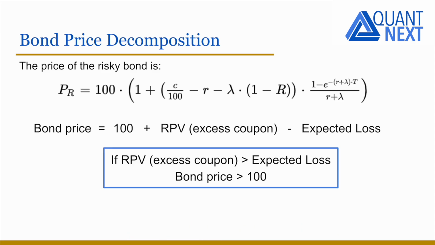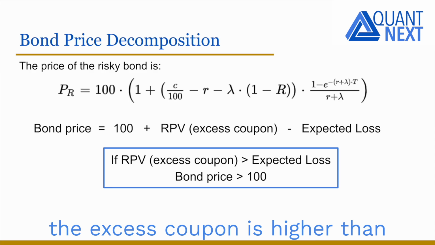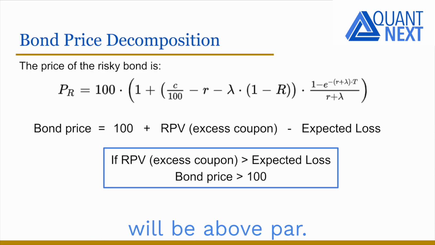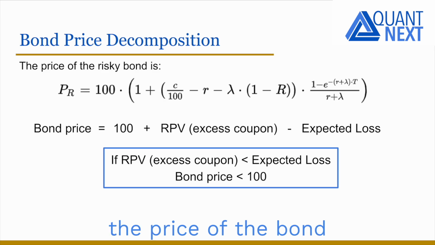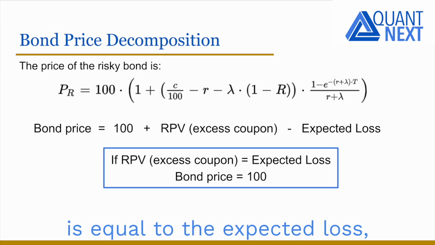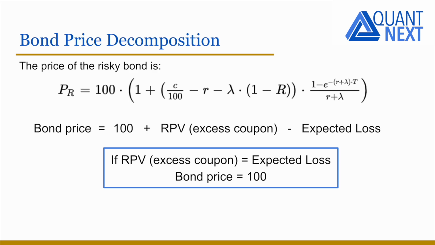duration. If the risky present value of the excess coupon is higher than the expected loss, the price of the bond will be above par. If it is below, the price of the bond will be below par. And if the risky present value of the excess coupon is equal to the expected loss, the price of the bond will be at par, equal to 100.